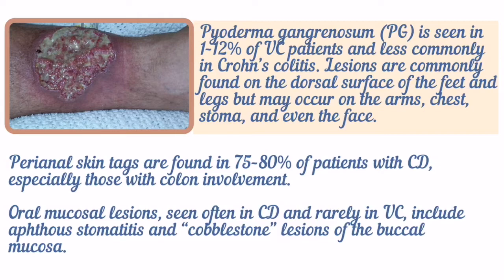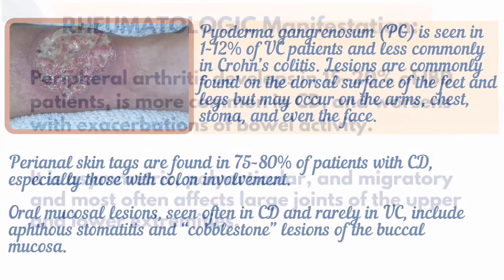So, other common skin lesions would include perianal skin tags, which are usually found in 75 to 80% of patients with Crohn's disease, especially with those who have colon involvement. And oral mucosal lesions are also seen often in Crohn's disease patients and rarely in ulcerative colitis patients. These include aphthous stomatitis and cobblestone lesions of the buccal mucosa.